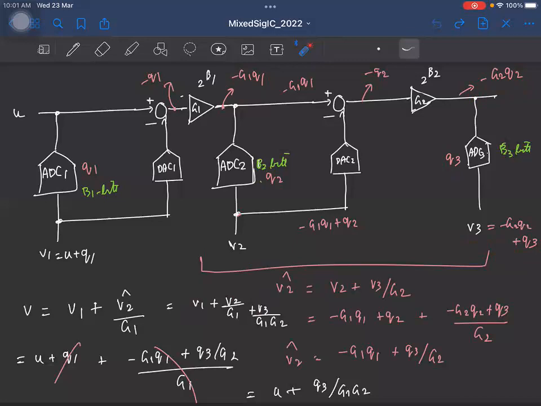Now if you plug in individual expressions for V1, V2, V3 here, you find that finally you have only the input plus the quantization noise of the last ADC, Q3, divided by the overall gain G1 G2, right? The point to notice: the quantization noise added by all the previous stages is getting completely cancelled, and you are only left with the quantization noise of the last stage, which in turn is getting divided by all the gains it sees before.